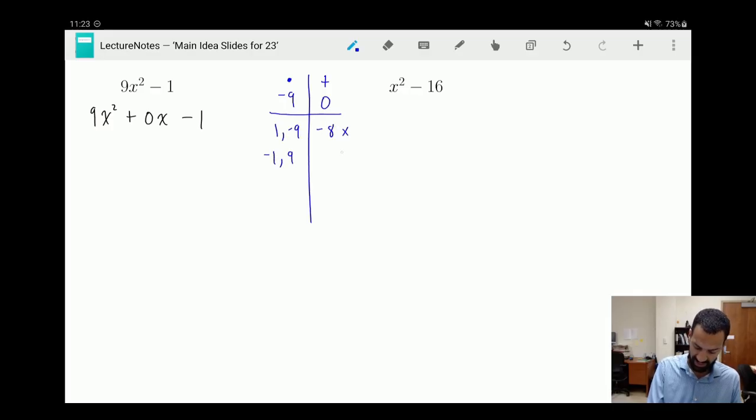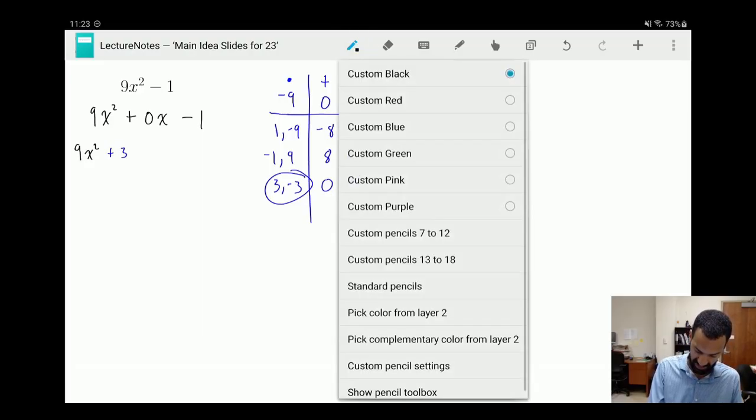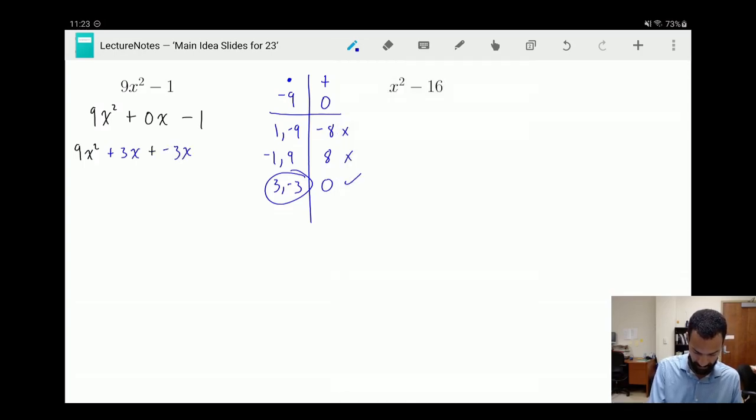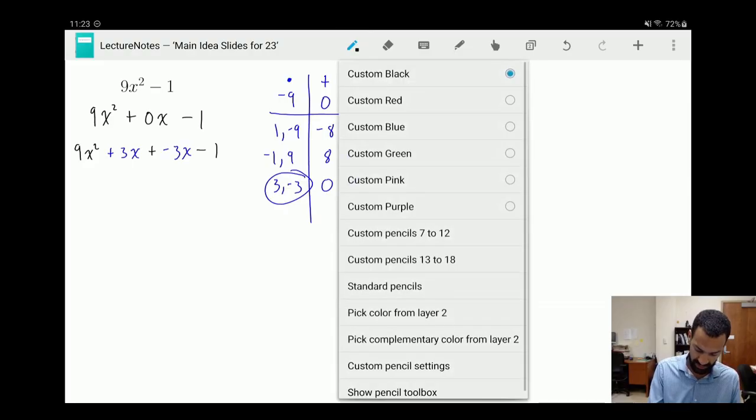Negative 1 and positive 9, that adds up to positive 8. 3 and negative 3. Those add up to 0, check. So we have 3 and negative 3. So 9x squared plus 3x plus negative 3x minus 1. Now I'm going to group the first two and the last two terms together.